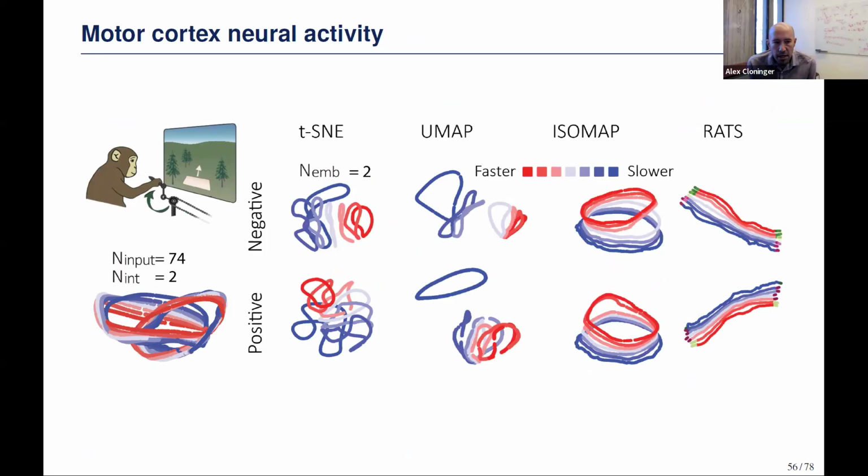You study a monkey brain. And in the monkey brain, there are like 74 neurons. So you have a 74-dimensional input. And the monkey is doing 2 things: cranking a wheel, and he's cranking it at different speeds. Sometimes slow, sometimes fast.